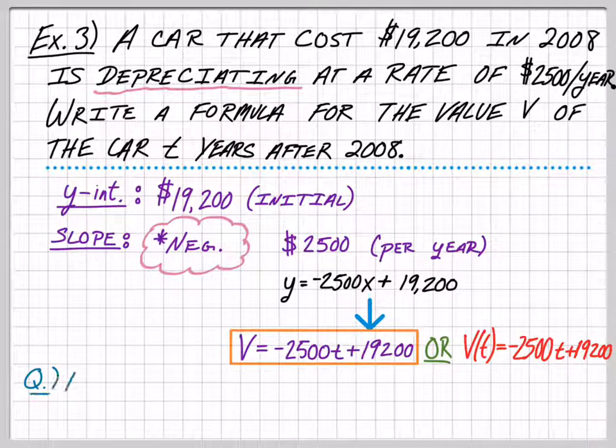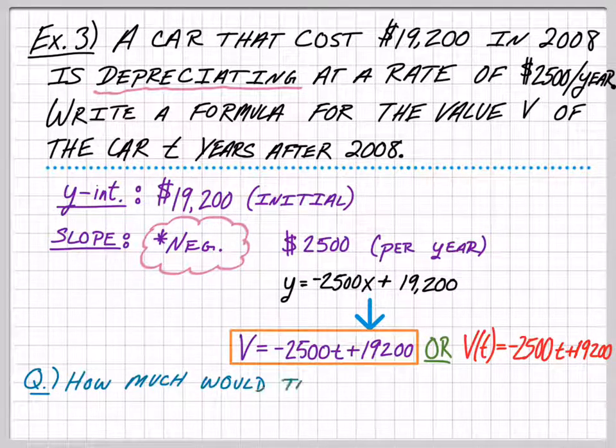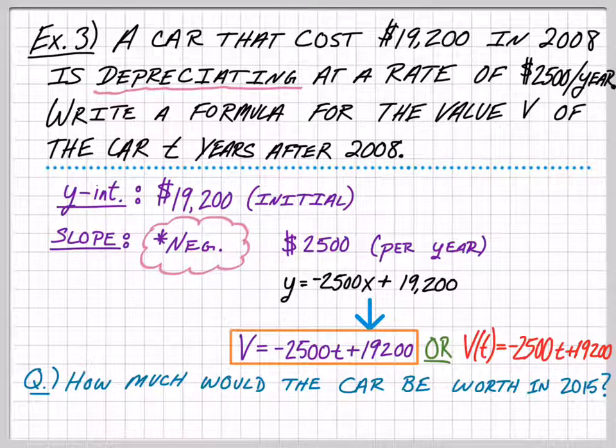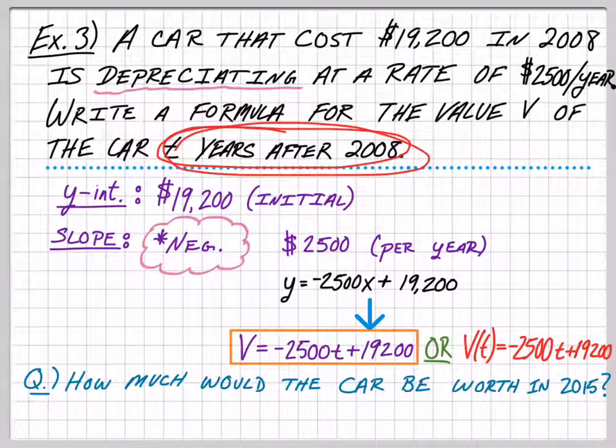Okay, last question here, a little bit of a follow-up. So how much would the car be worth in, say, 2015? And here's the biggest mistake I see kids make. They're like, oh, 2015, no problem, Mr. Bishop. I'll just take that number and throw it in there for T. Totally incorrect, though, right? T, and we need to note this, T is the years after 2008. So if we're in 2015, that wouldn't be the right answer to just plug in 2015, right?